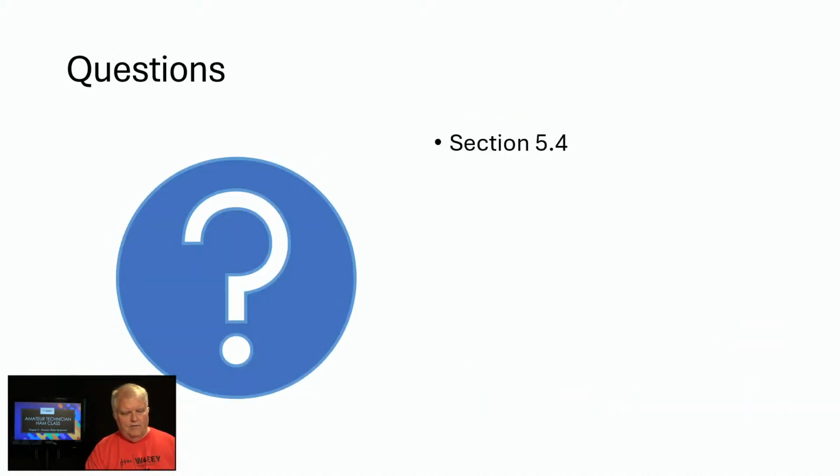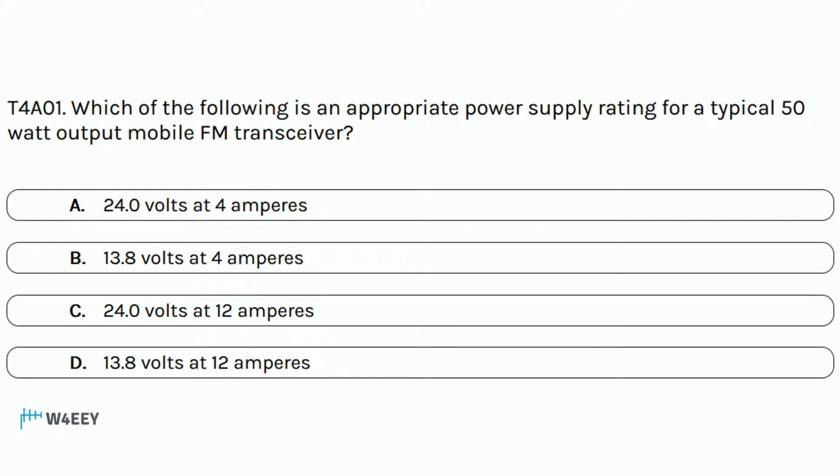All right, here's some more questions. Which of the following is an appropriate power supply rating for a typical 50-watt output mobile FM transceiver? I gave you some numbers. What's the closest one? So for a VHF or UHF mobile radio, I said 15 amps. They say 12 amps. So, okay, that's the closest one. So 13.8 volts at 12 amps.